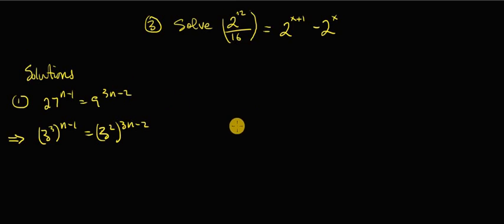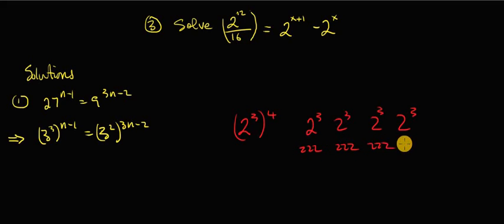For example, if I have 2 to the power of 3 to the power of, say, 4, well, that's equal to 2 to the power of 3 by 2 to the power of 3 by 2 to the power of 3 by 2 to the power of 3, isn't it? Because that's what the power of 4 is. And each one of these 2 to the power of 3s is 2 by 2 by 2. So 2 to the power of 3 to the power of 4 is equal to 2 to the power of 12. 3, 6, 9, 12. So if you multiply your powers, you get what the solution is.